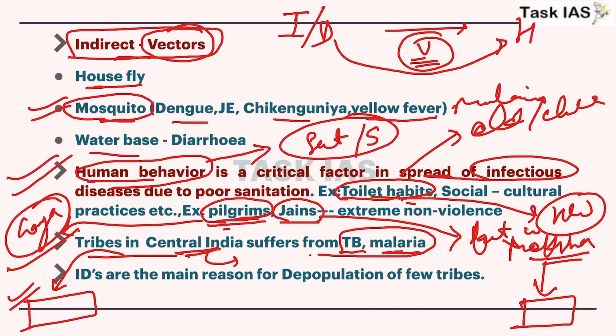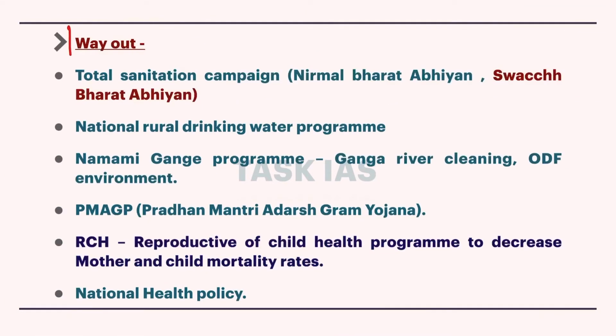Now, these infectious diseases are the main reason for depopulation of a few tribes, and this was mentioned by the Dhebar Commission, which has given recommendations for tribal health. So you can write these points, and here you are connecting paper 1 and paper 2, so this shows your understanding of the subject. Now, what is the way out for infectious disease? We are discussing only infectious disease here.